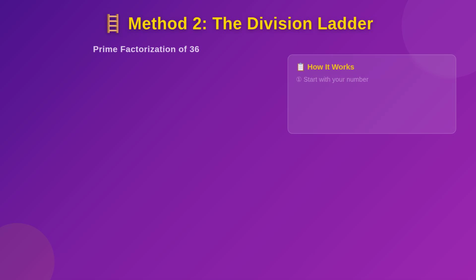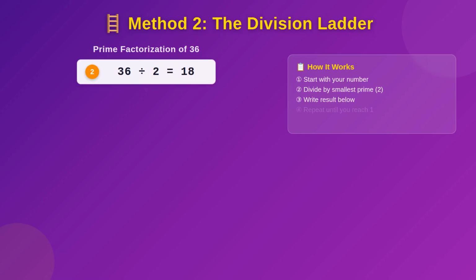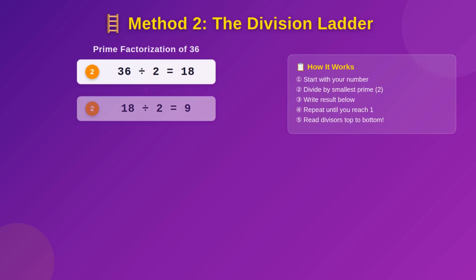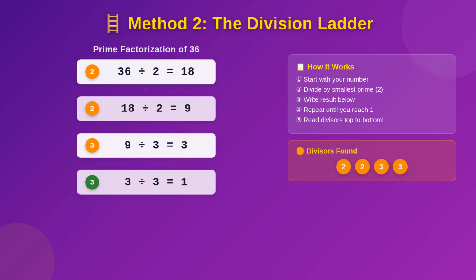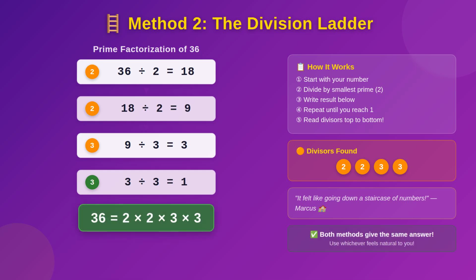Here's another method called the division ladder, and some kids actually prefer this one because it looks super organized. You start by dividing your number by the smallest prime that goes in evenly, which is usually 2. Write the result below, then divide again. Keep going step by step until you reach 1. Then read all your divisors from top to bottom. Those are your prime factors. Marcus tried this method after finishing the factor tree and said it felt like going down a staircase of numbers. Both methods give you the same answer, so use whichever feels more natural to you.